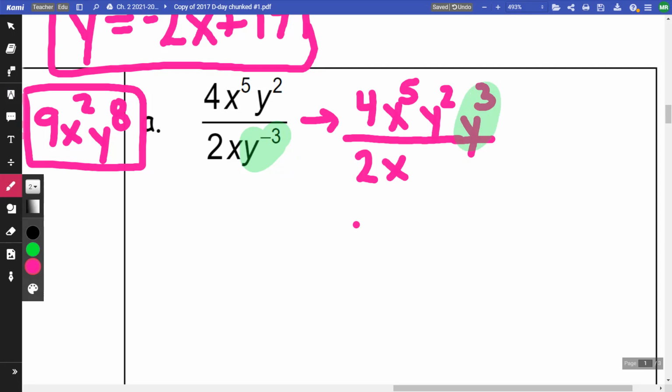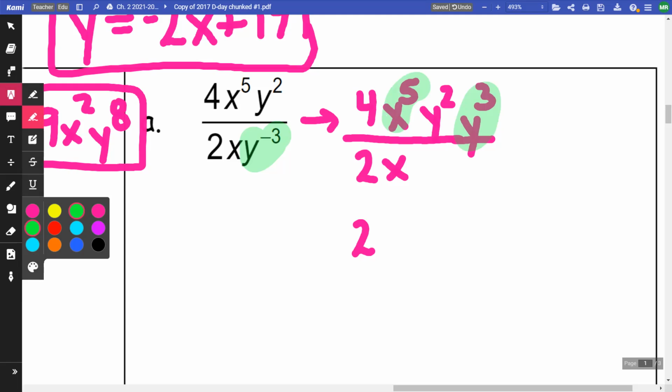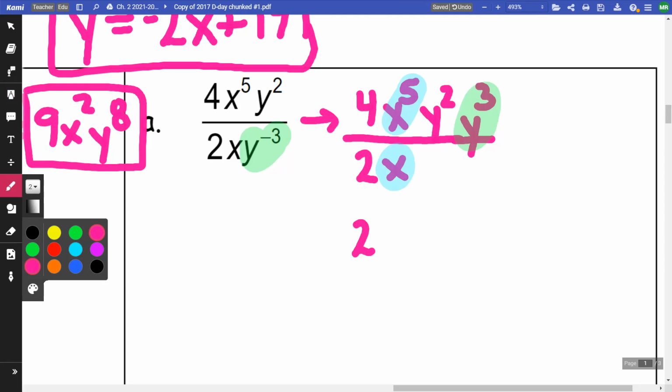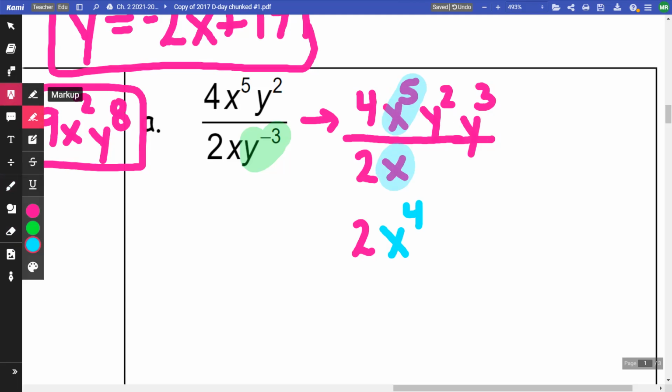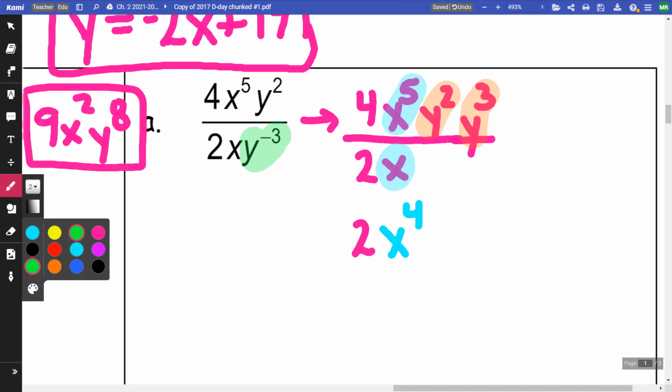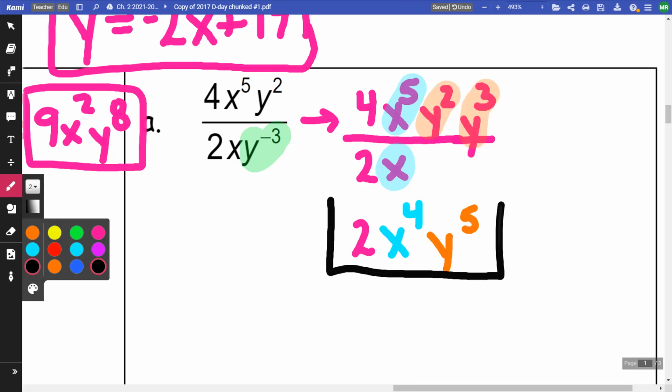Okay. And now I'm going to clean this up. So 4 divided by 2 is 2. Now, when I have x to the fifth on top and an x on the bottom, I have one x I can take from top and bottom. And so I am going to be left with x to the fourth. And then I have my y squared times my y to the third. When I multiply bases, I add the exponents. So this is going to be y to the fifth. And that's my answer: 2x to the fourth, y to the fifth.